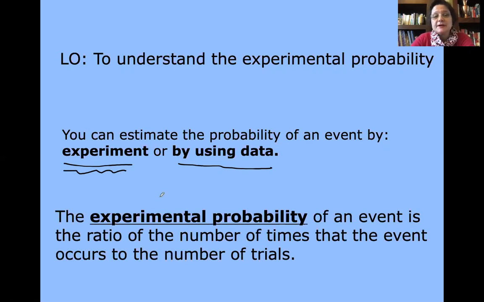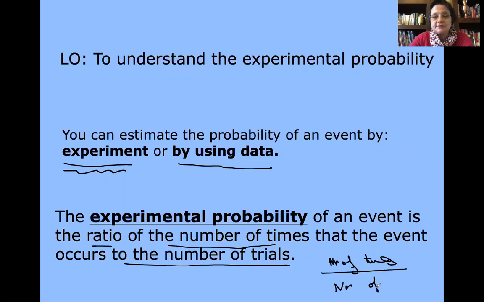Now, the experimental probability of an event is the ratio of the number of times that the event occurs to the number of trials. Remember, the number of times that the event occurs over, and this is what the ratio means, so it's a fraction, over the number of trials. Now, let's have a look at what this means.